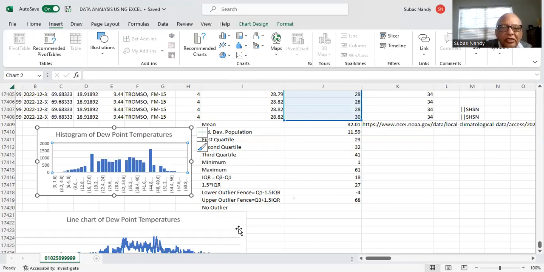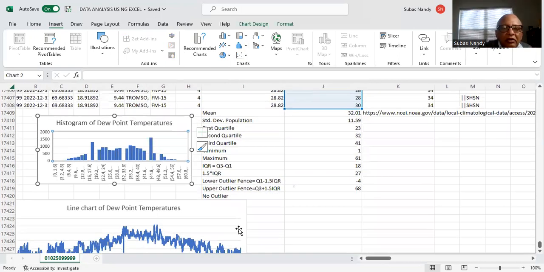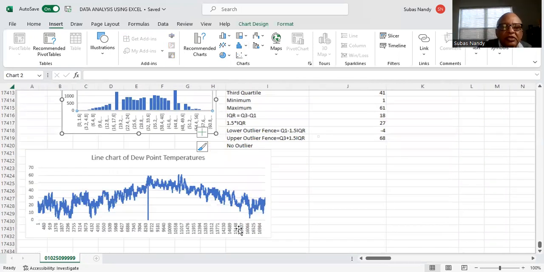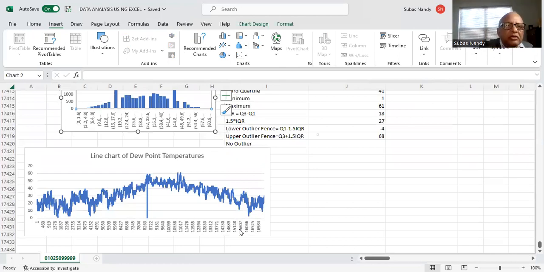And then I did a line chart. Again, I highlighted the column, J2 through J17408, went to Insert, and inserted a line chart, which shows you the distribution of the dew point temperatures, one after another. On the vertical axis you have the temperature, on the horizontal axis you have the number of data points. Somewhere in the middle is the peak.